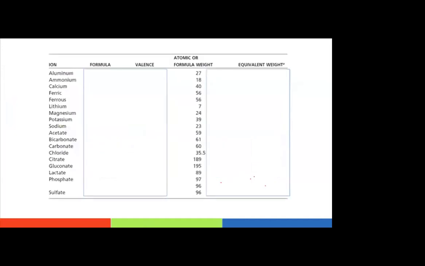Babasa niyo ba? Yan. Lakihan niyo pa yung mata niyo. Aluminum, what is its formula? Al. What is its valence? It belongs to group number 3. 3A, 3B, 3A. Yung 3B, lahat na next actinides. Hindi sila pharmaceutically relevant. So, valence niya, group 3. Therefore, if its atomic weight is 27, what is its equivalent weight?